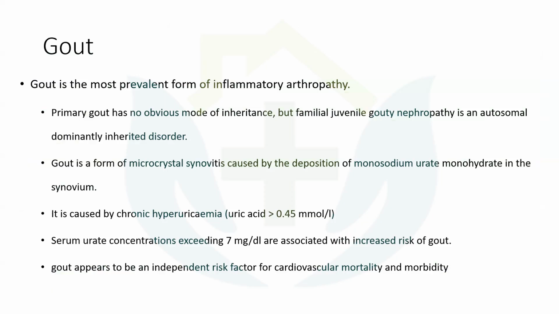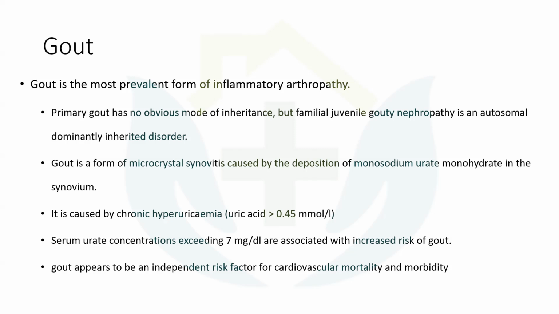Okay, thank you. So the next topic is gout. We know that gout is basically a crystal synovitis. It is due to the deposition of monosodium urate monohydrate in the joints and synovial tissue. This is an inflammatory joint problem. There is also an autosomal dominant inherited disorder, which is a juvenile one.